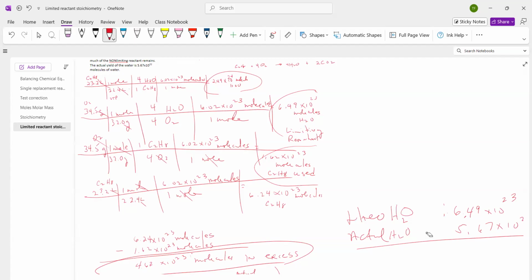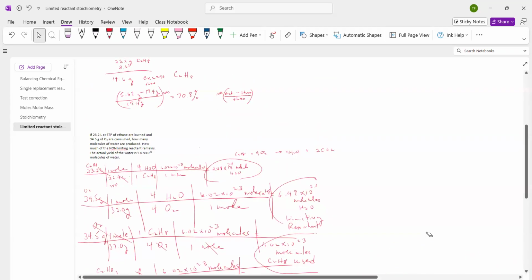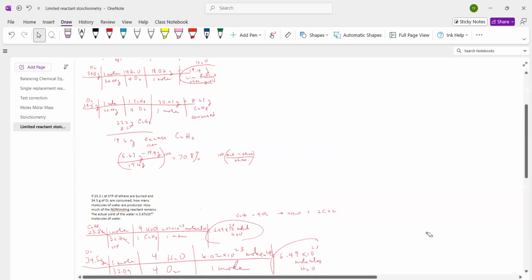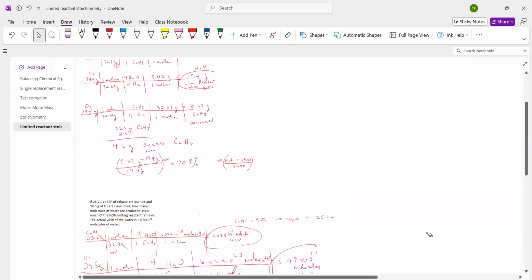Now, the gram problem is because I had a mismatch of units here. We had to convert back and forth. This second one was a lot of conversions, where the first one was grams to grams.